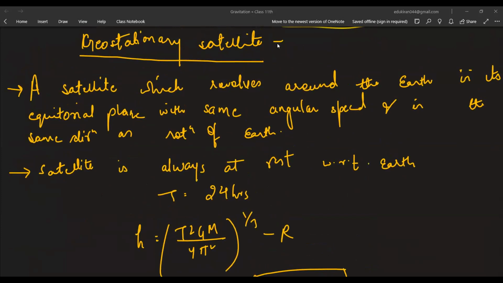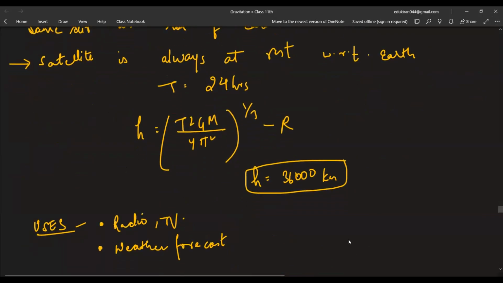Class, a geostationary satellite is basically a satellite that moves with the same speed as Earth, so it appears static. The time period will be 24 hours, and when you put it in the height formula, it is 36,000 kilometers. So it is used in radio, TV, weather forecast and all.